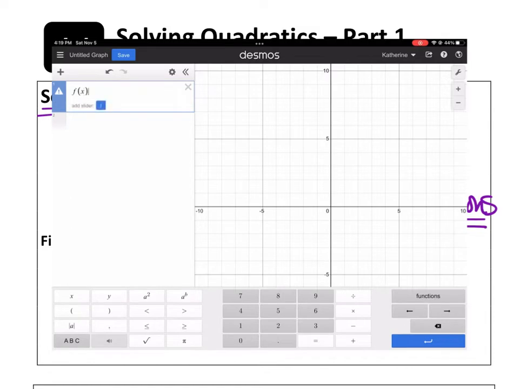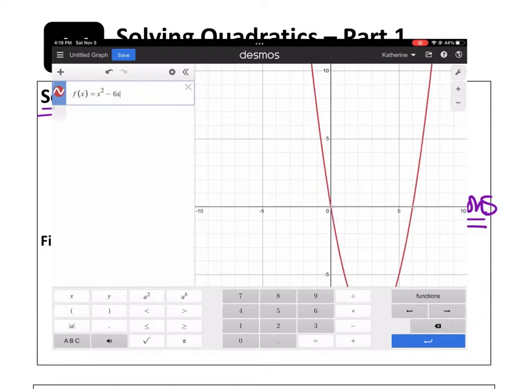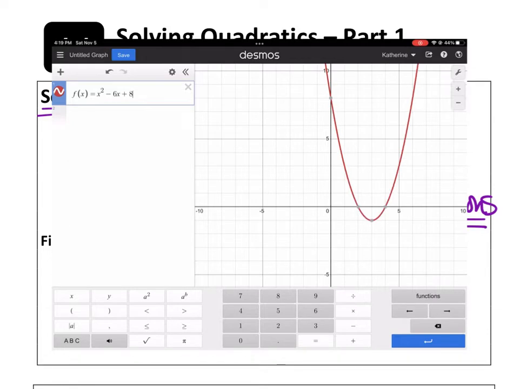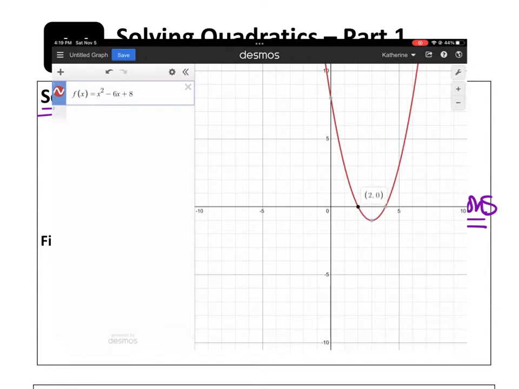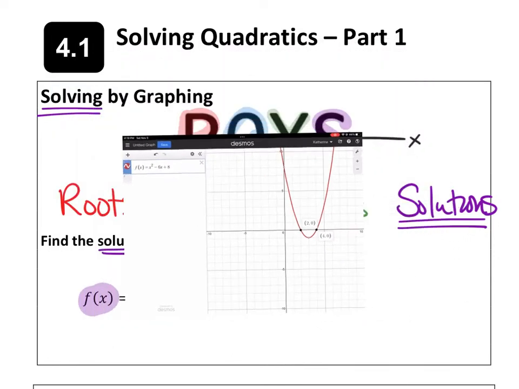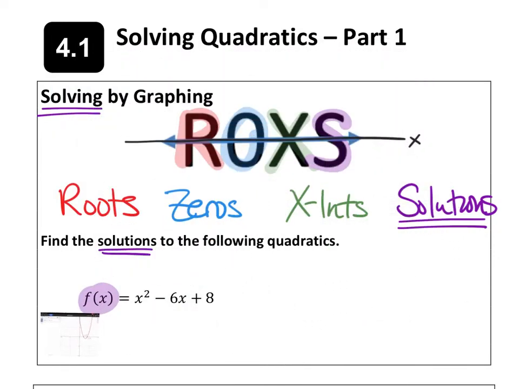We type in f of x equals x squared minus 6x plus 8 into Desmos or your graphing calculator. And then all you do is simply look to see where the graph crosses the x-axis. And that is the solutions to this equation. That is the solutions to this quadratic. So let me move this down for a second.